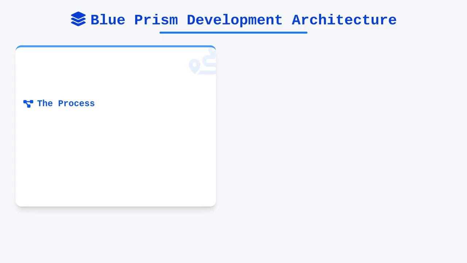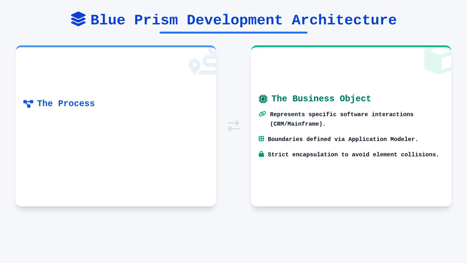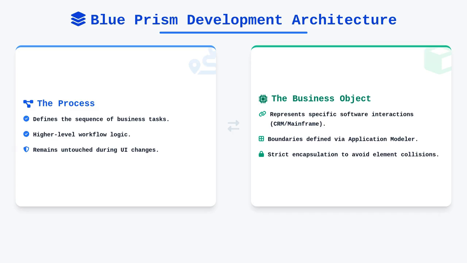A business object should represent a specific, logical piece of software interaction, such as interfacing with a CRM or a legacy mainframe screen, rather than a sequence of business tasks. To build a robust object, you must first define clear boundaries within the application modeler. Encapsulation is key here. Every element you spy should be scoped to the specific window or container it belongs to, reducing the risk of global element collisions that often plague poorly maintained projects.